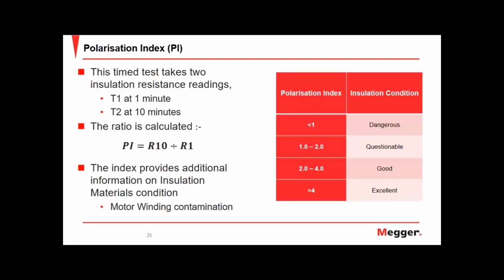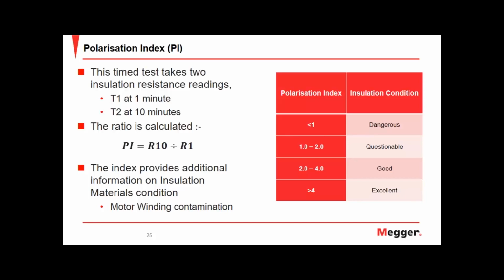Again, the way in which this is calculated, you've got T1 at 1 minute, T2 at 10 minutes, and the ratio is calculated as the IR value at 10 minutes divided by the IR value at 1 minute. This index provides us with additional information on the insulation material's condition. It can also indicate motor winding contamination from moisture. And again, we're looking for a higher value. A higher value indicates a better insulator, a lower value, a questionable or dangerous insulator.